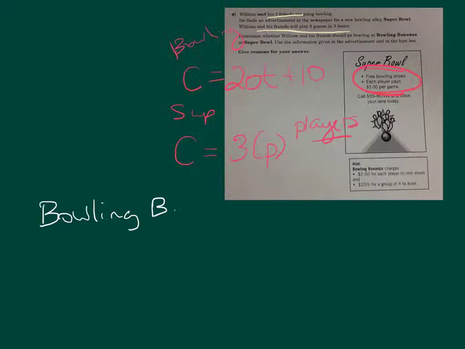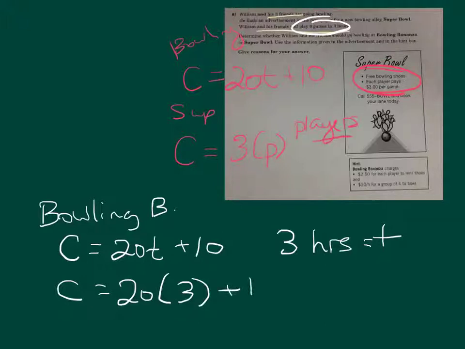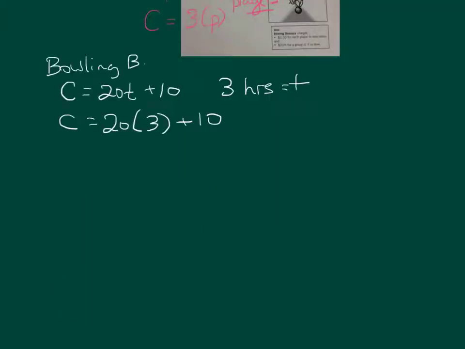Okay, so the information about Bowling Bonanza is the cost is 20 times the number of hours plus 10, and they told me up here that they're going to play 6 games in 3 hours. So 3 hours is a time, so I'm going to use that for T. So C is equal to 20 times 3 plus 10. 20 times 3 plus 10 I figured out earlier, that is 70.